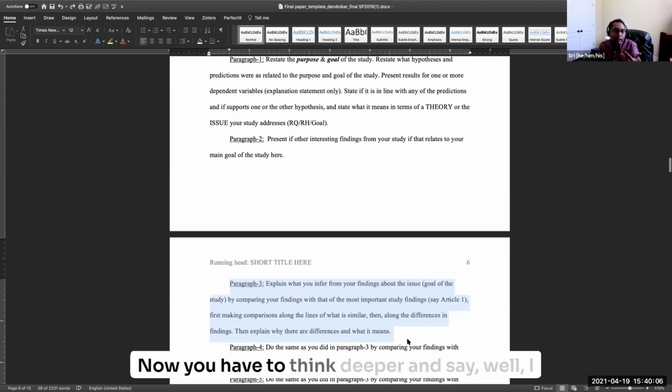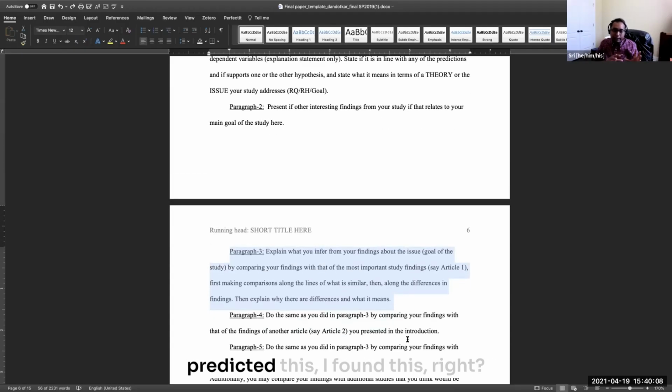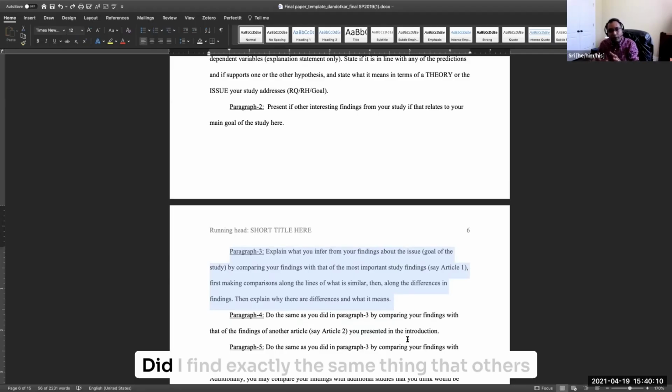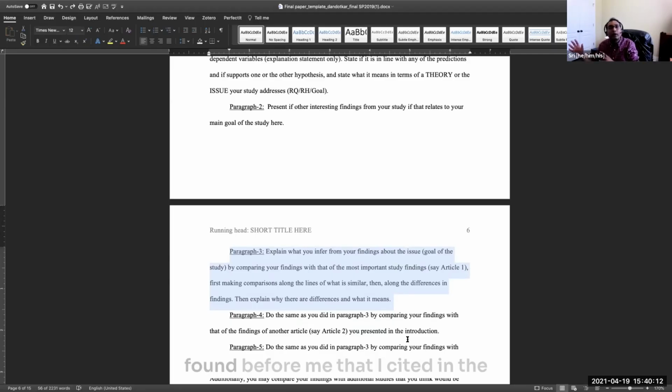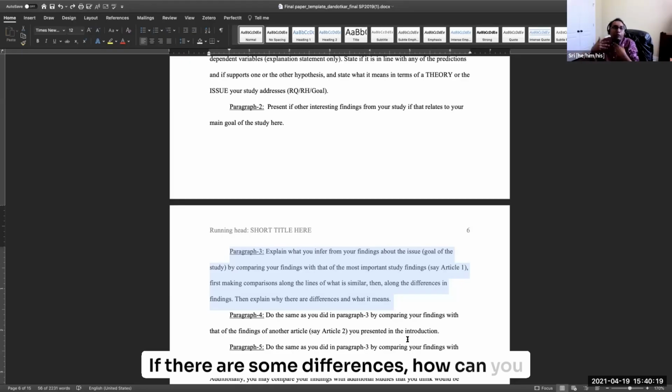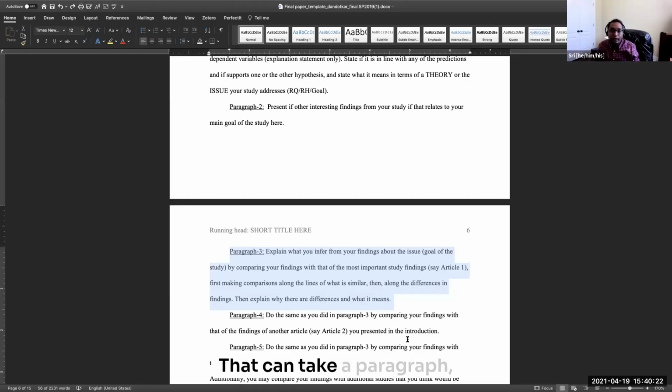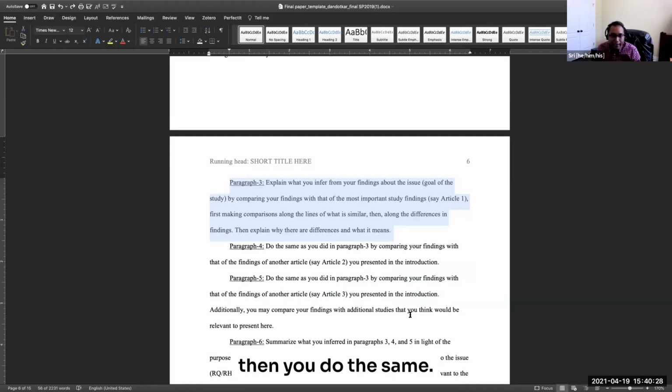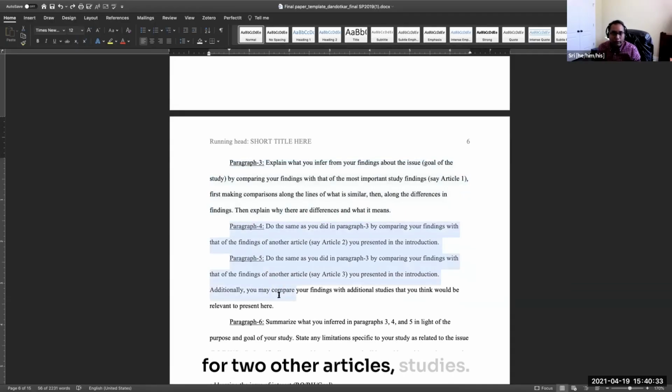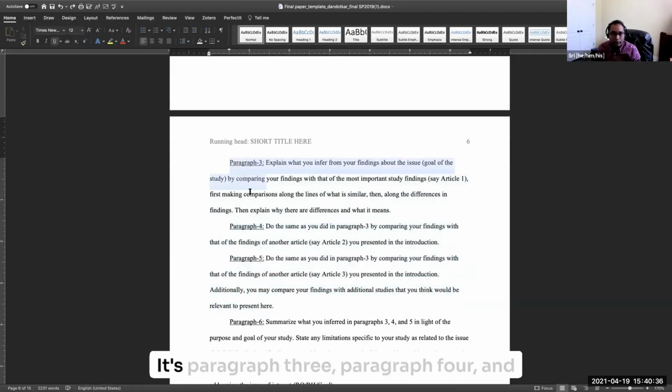Now, this is the part I can teach you, but the point is, I gave you a template of 6 pointers, right? Now you have to think deeper and say, well, I predicted this, I found this, right? Did I find exactly the same thing that others found before me that I cited in the introduction? Or were there some differences? If there are some differences, how can you explain those differences? That can take a paragraph. And then you do the same for 2 other articles, studies. You see that? This is paragraph 3, paragraph 4, and paragraph 5.